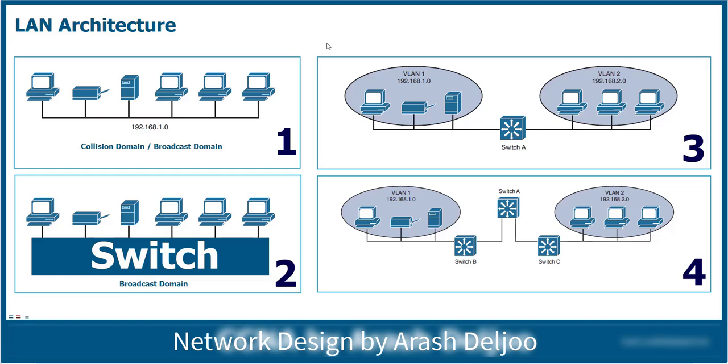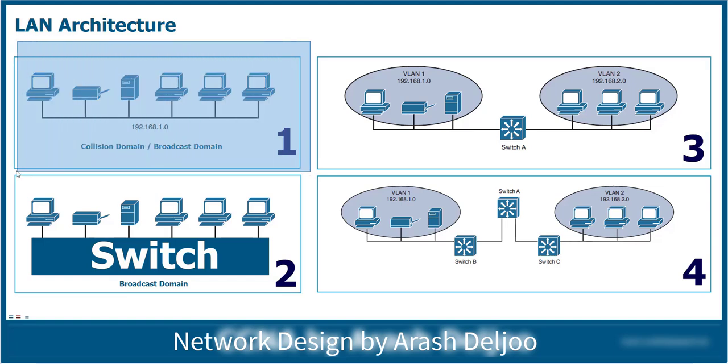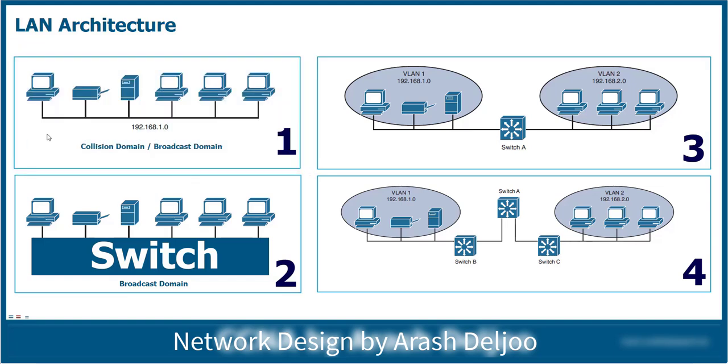First, let me review the history of today's LANs. You have learned about this history in the previous video, but here I'm going to review it because I want to give you more information about the LAN architecture. Look at picture 1. In picture 1, you can see one simple LAN. In this simple LAN, we have a shared media, and also we have 4 computers, 1 server, and 1 printer connected to the network.